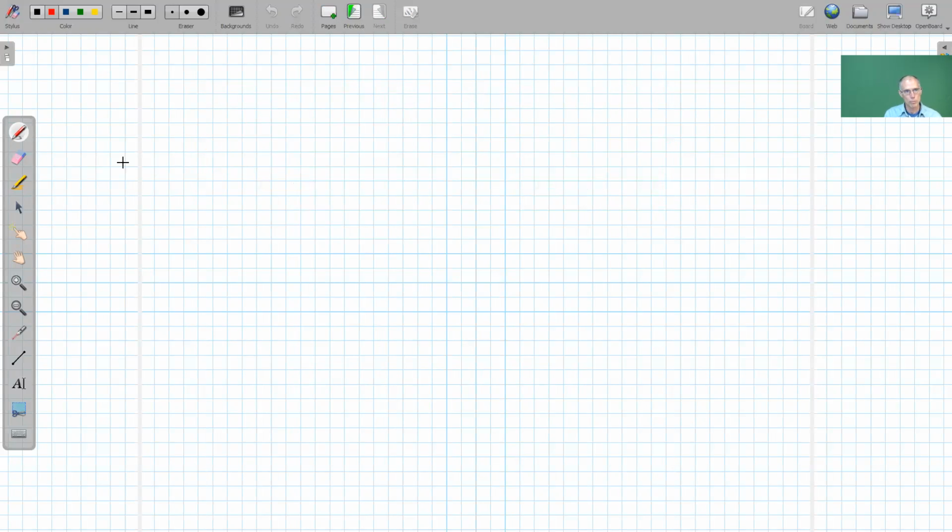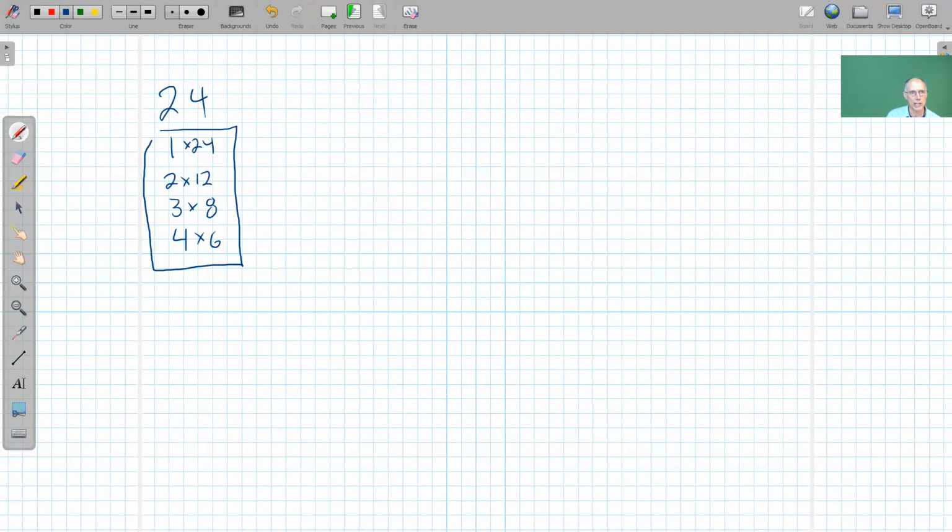So we played with 51. We didn't play with 53 together yet. 24 was one of the numbers you had to work with. So a couple of things I can do with 24. If I factor it in pairs, 1 times 24, 2 times 12, 3 times 8, 4 times 6, 5 doesn't work, and then I'm back to 6.